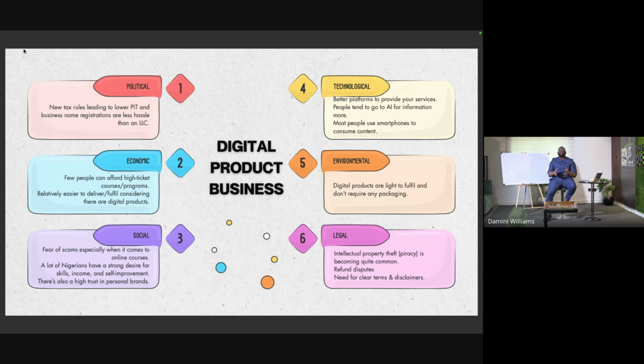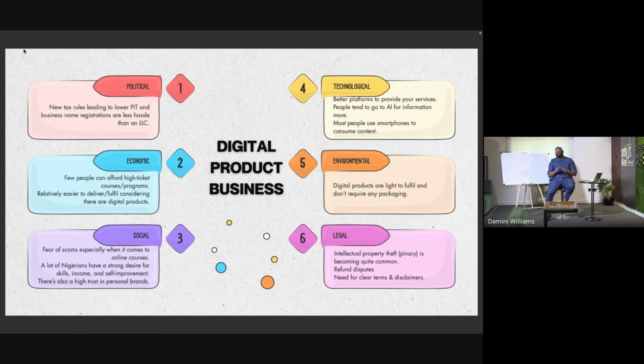When it comes to legal, again, we spoke about this earlier. IP, intellectual property theft, is becoming quite common. You need to put a disclaimer, right? So whenever I talk about money online, I always have disclaimers. Because Damini did this, it does not mean when you do it, you'll see the same results Damini saw or got, right? It's the same way if you sell those kinds of products, you need to be careful. You need to make sure you put disclaimers and that you are not misleading people in how you communicate, right? Things like that. And that's for the digital product business.